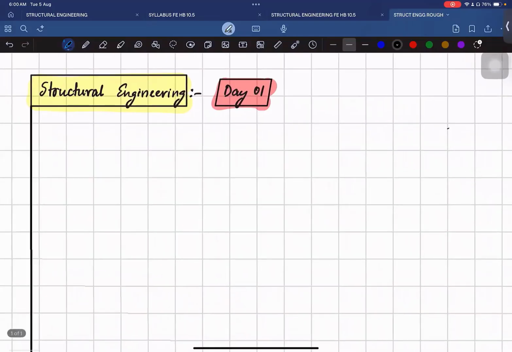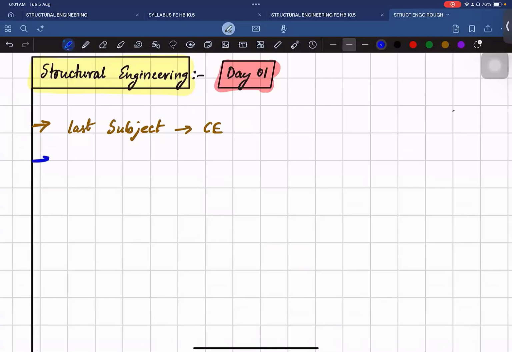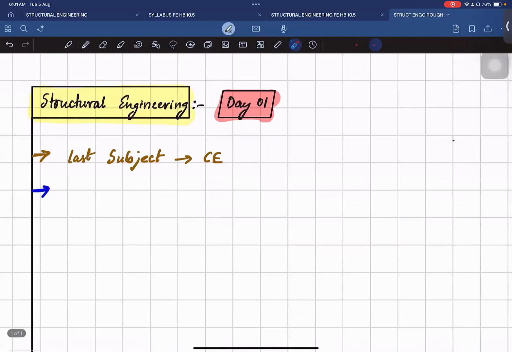Hello everyone. So we'll start our new subject, that is structural engineering. This has some weightage. What is the weightage of the subject? I think 10 to 14. Yeah, it is 10 to 15 marks.